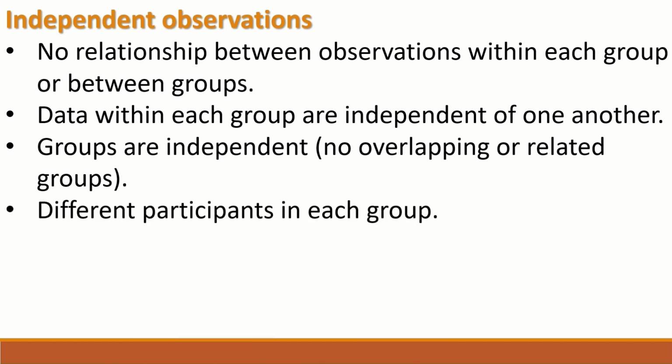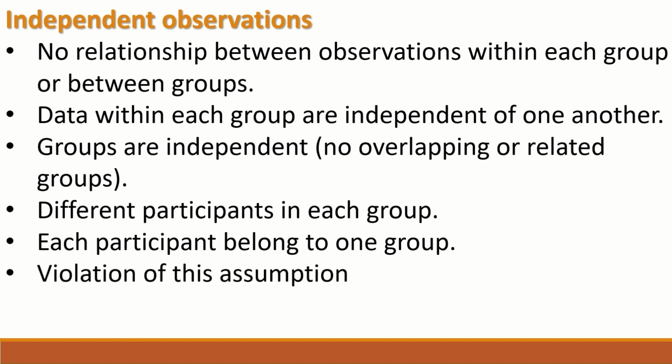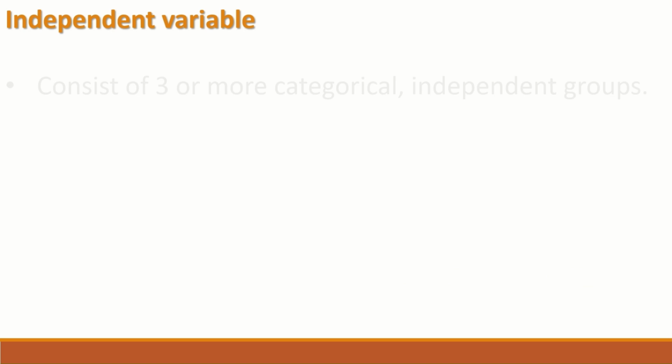That is the meaning for independent observations. Each participant belongs to one group. If this assumption is violated, then use an alternative test, which is the Friedman test. The third assumption for the Kruskal-Wallis test is independent groups.